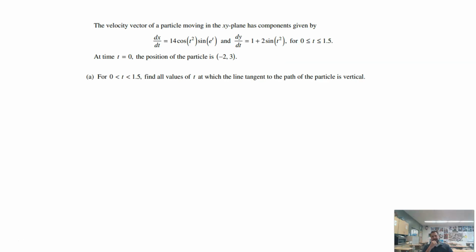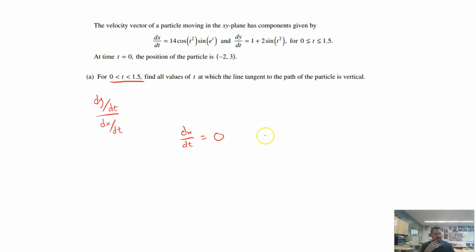So letter A on this problem says, find all the values of t at which the line tangent to the particle is vertical. Now what we have to realize is that if we want the slope of a tangent line, we have to find dy/dt divided by dx/dt, and that'll come into this problem a little bit later. But anytime the tangent line is going to be vertical, that's when dx/dt is going to be equal to 0. So we take dx/dt equal to 0, and we have to remember that we're looking at the interval from 0 to 1.5.